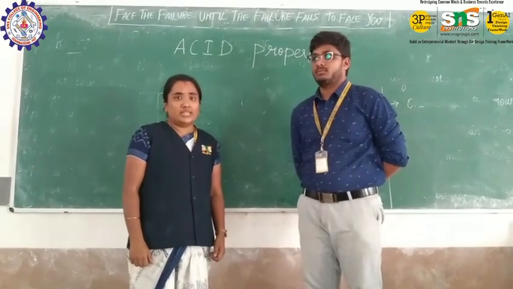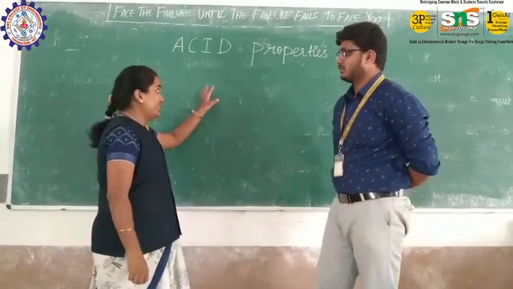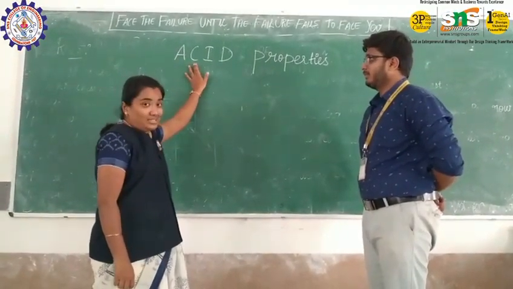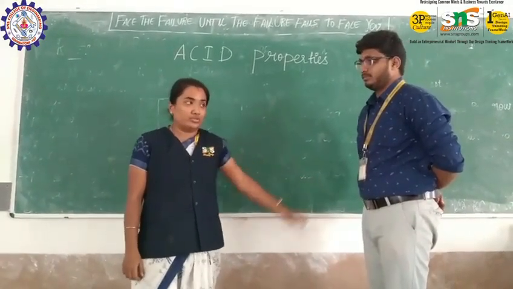Today we are going to see a seminar taken by our student Ashwin on the topic ACID properties. So let us see what is the ACID property. A stands for atomicity, C for consistency, I for isolation, and D for durability. In detail it will be explained by our student.